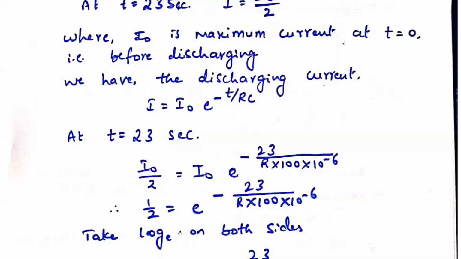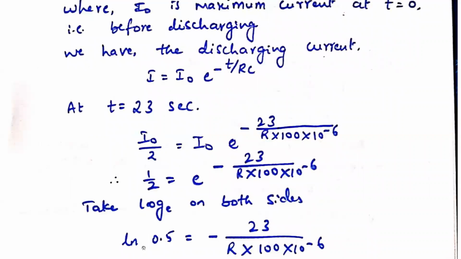Take the log on both sides. Then that will be ln of 0.5. Ln is nothing but log to the base e. Ln of 0.5, because half is 0.5, is equal to log of e to the power minus 23 divided by R into 100 into 10 to the power minus 6, because log of e to the power x is equal to x. So therefore, you will get this particular quantity. Then rearrange and solve it for R, the resistance.